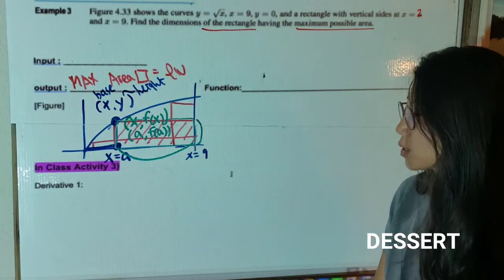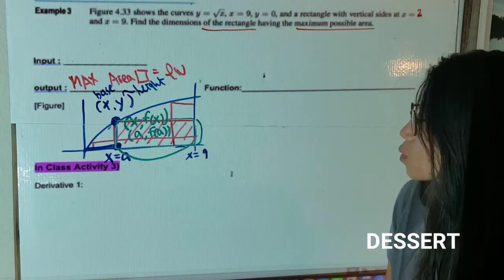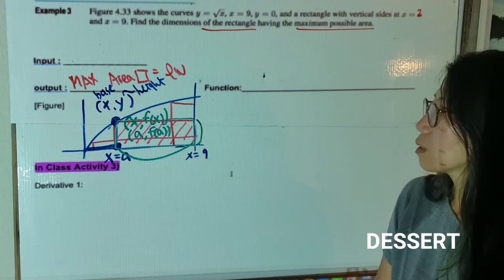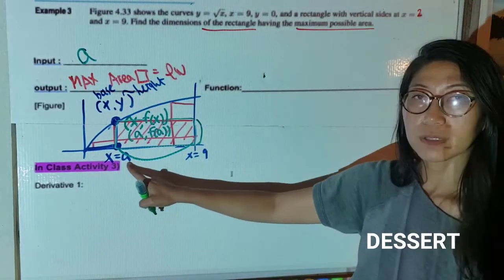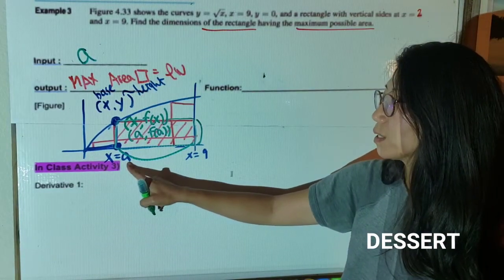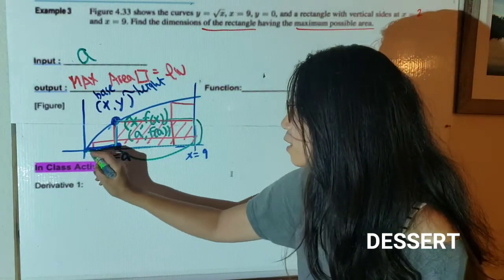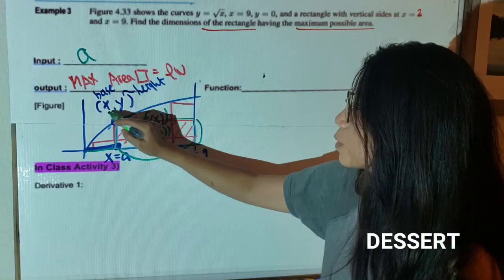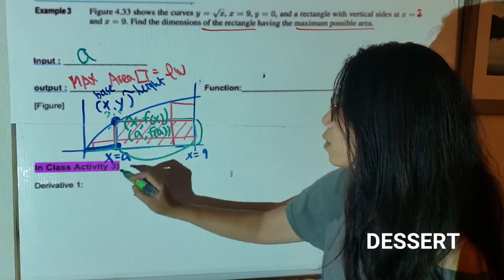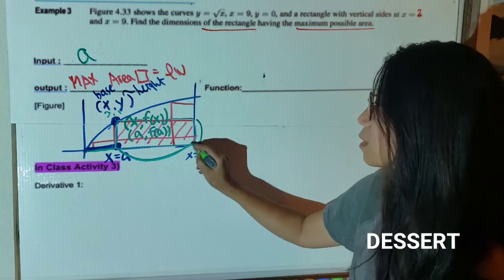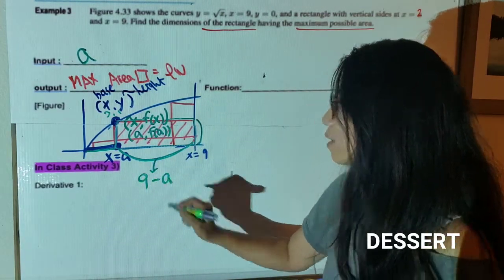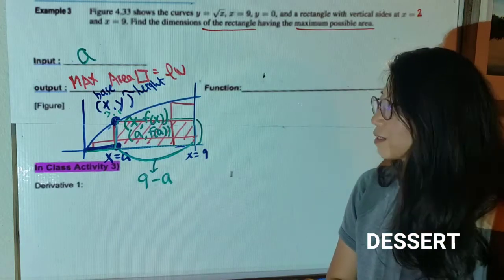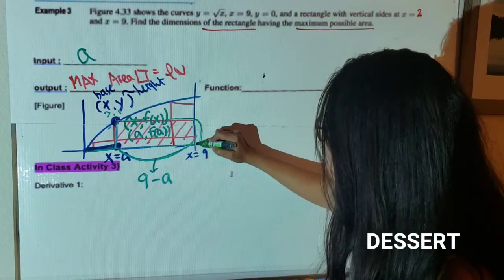So think about it together with me. What should I set as an input? So the input is going to be a, because I'm going to plug in a, right? Then this length is a. If you put 3 comma 1, this is 3, that's 1. That means what is this length? How can I write this one? That will be 9 minus a. Everybody okay? Then what is the height?